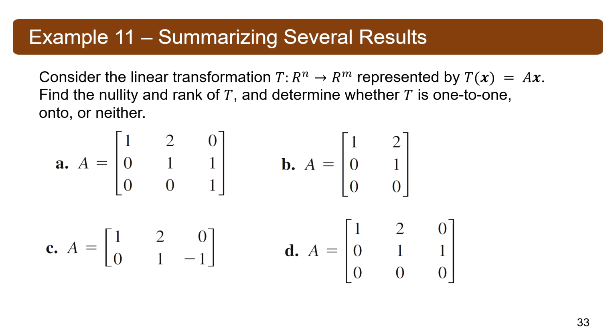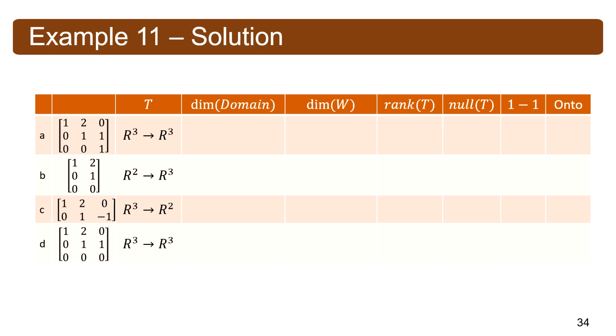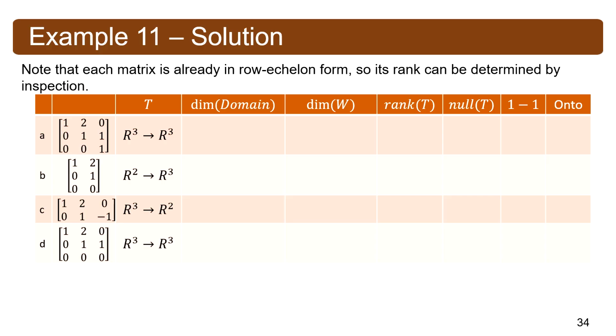So from A, we have 3 by 3, then 3 by 2, 2 by 3, 3 by 3 again. Let's have the solution of that problem. Note that each matrix here is already in echelon form, so its rank can be determined by inspection. Look at letter A. We already have pivots here, right? That is already in echelon form. Same way with letter B. As you can see, we already have pivots in letter C and letter D.